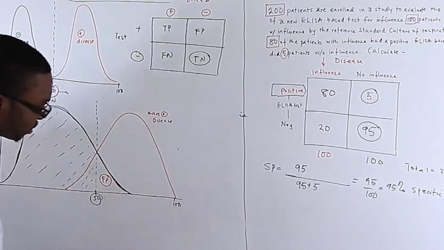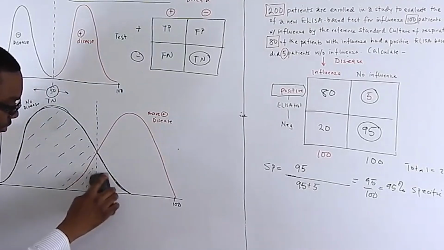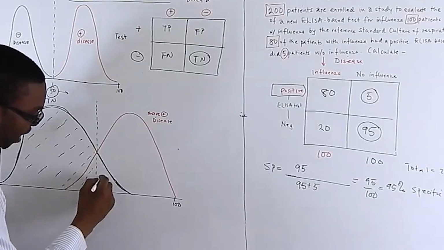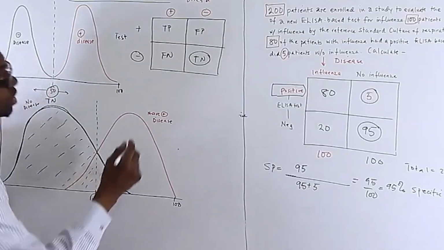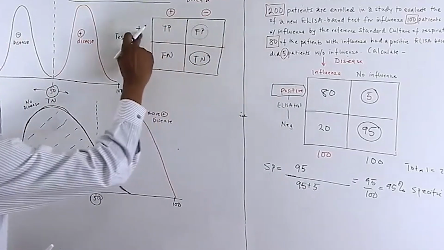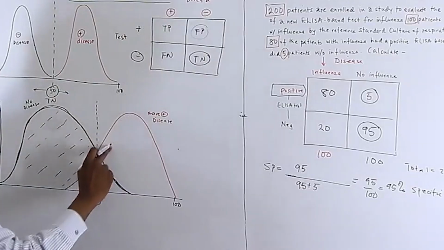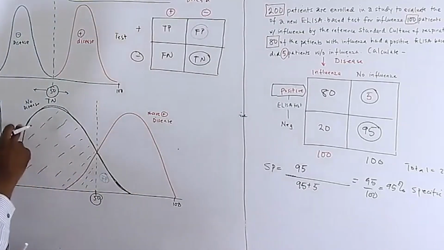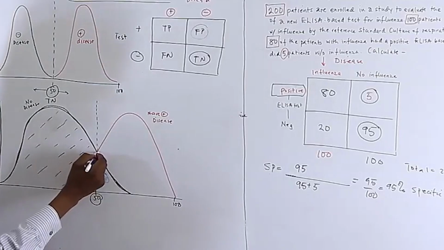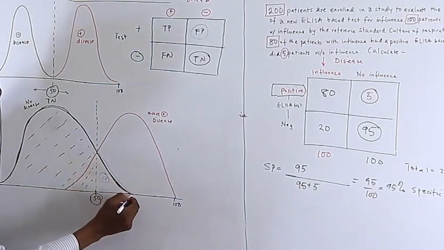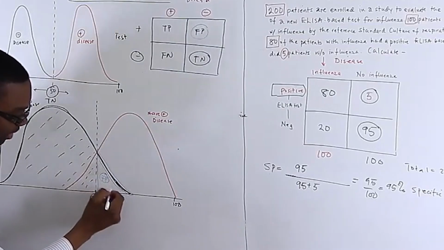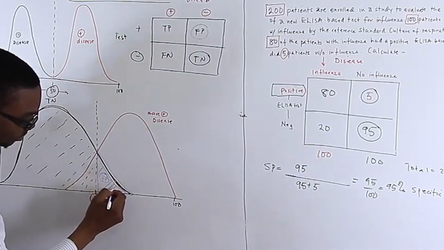Let's use a different color. False positive. False positive, they are testing positive for the disease. See how we are now in the red zone, but they don't have the disease. Remember, this is the line we are looking at. They don't have the disease, but they are testing positive for the disease.